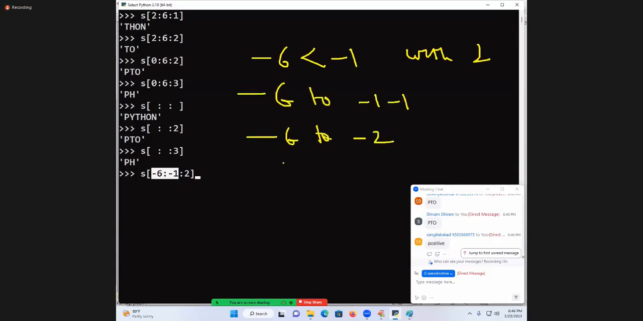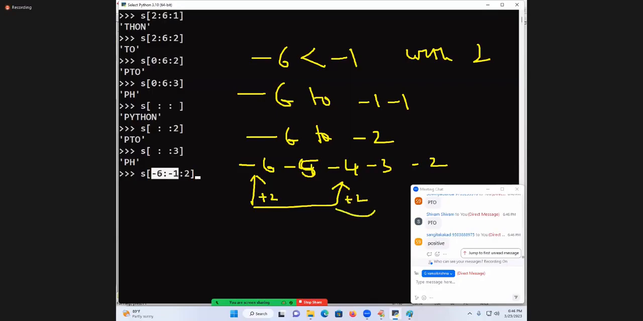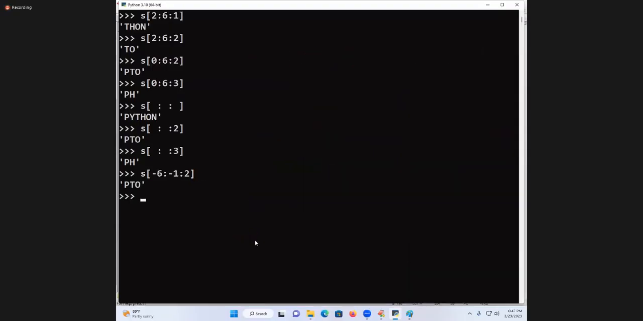-6 to -2. -6, -5, -4, -3, -2. What is the step value? 2. What is the answer going? -6 plus 2 is -4. -4 plus 2 more? -2. -2 plus 2 is called what? 0. 0 is not there now. What is the answer that will come? Come on. Very, very good. Are you getting confidence? Okay.